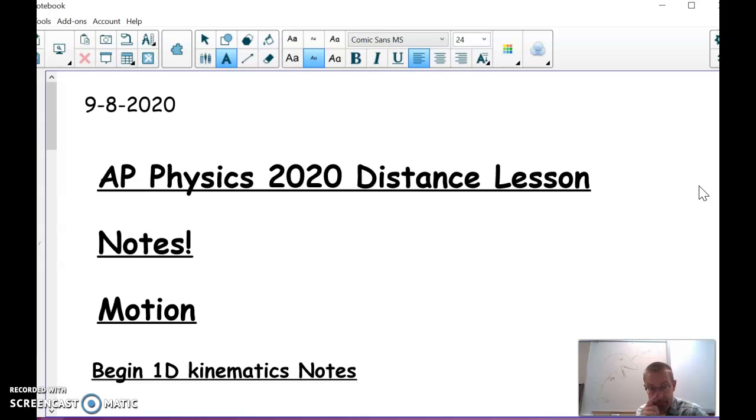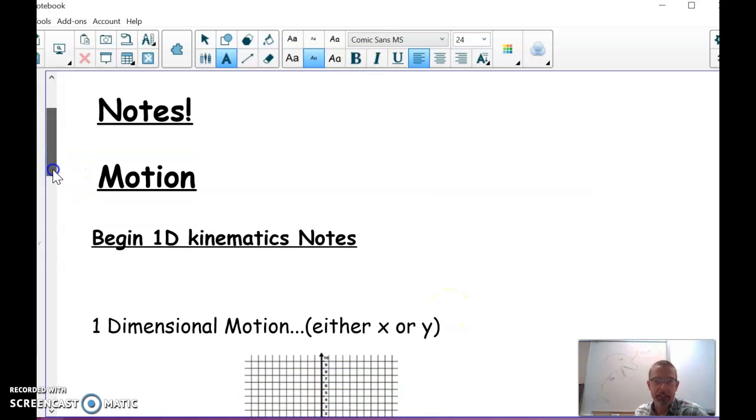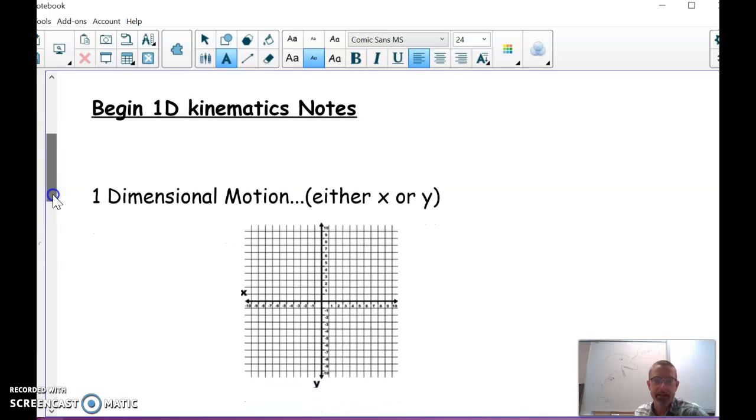What we're going to talk about today involves kinematics. Now, what is kinematics? You've seen the word kinetics before in terms of kinetic energy and whatnot. It basically means motion. And when I say 1D, I'm talking about one-dimensional.